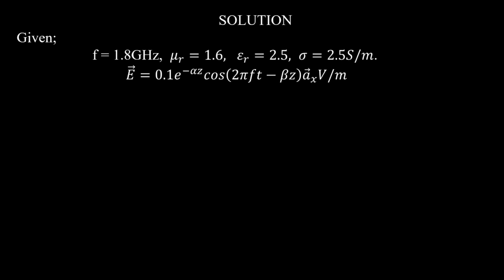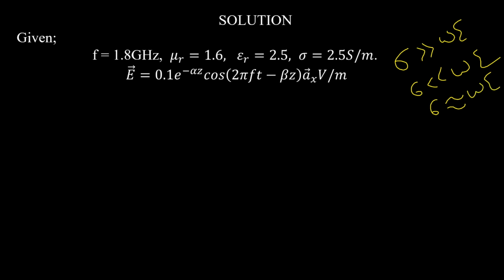Don't forget, we can know what type of conducting medium this is if we look for this expression and check if our conductivity is far greater than omega times epsilon. If this is the case, then it is a good conductor. If our conductivity is much less than omega epsilon, then it is a good dielectric. But if our conductivity is approximately equal to omega epsilon, then it is a quasi-conductor, and I think this is the case we are going to be having in this question.